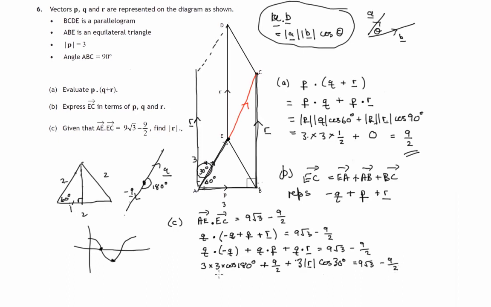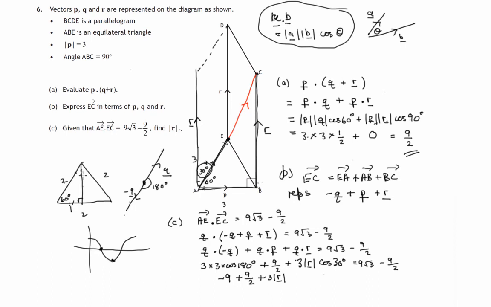3 times 3 times cos 180. The cosine of 180 is negative 1. So 3 threes are 9 times negative 1. That'll give us a negative 9 plus 9 over 2 plus 3 lots of the magnitude of R.